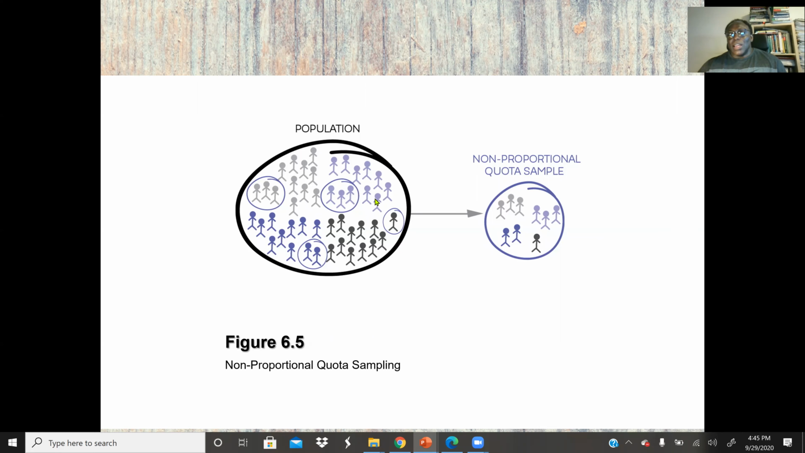Or here we may decide to select 2 or 1 from other groups. The previous one is proportional, the same amount from each group of the population. Here is non-proportional. We have 3 and 2 from another group, 1 from another group.